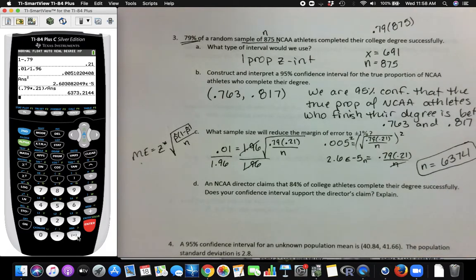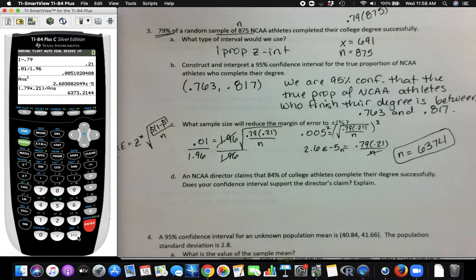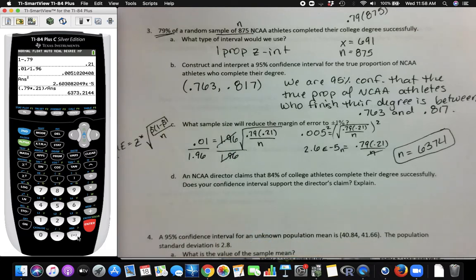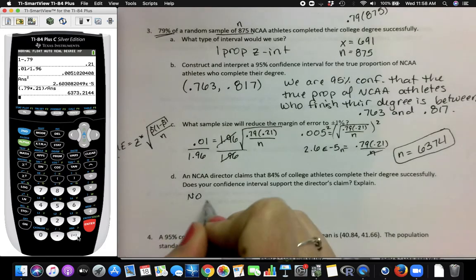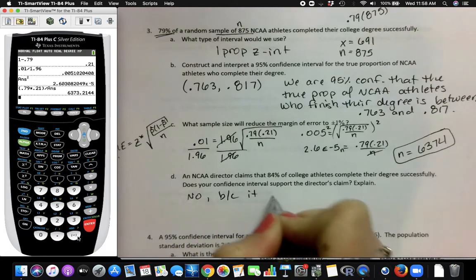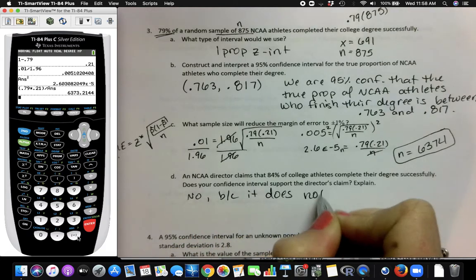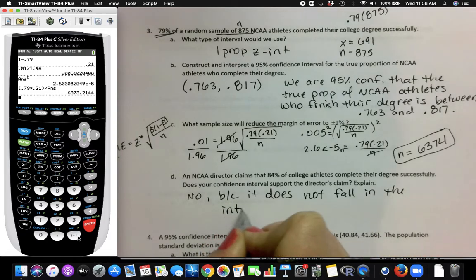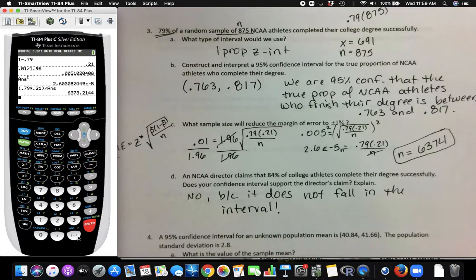An NCAA director claims that 84% of college athletes complete their degree successfully. Does your confidence interval support the director's claim? So on this, remember, it's just a matter of does that value fall in our interval? We're 95% sure that the true value is between 76 and 81.7%. So no, because it does not fall in the interval. So plain and simple for that.